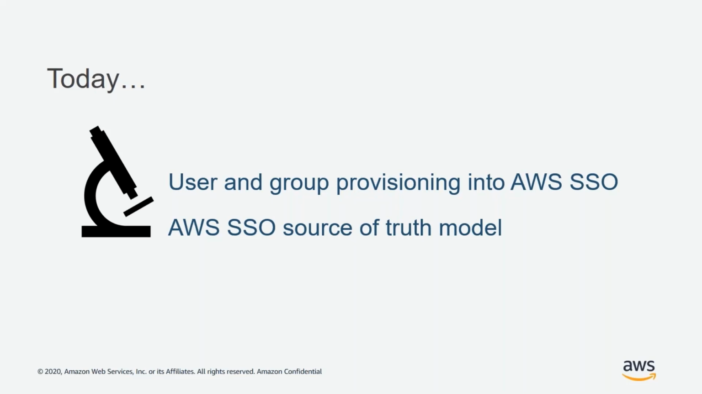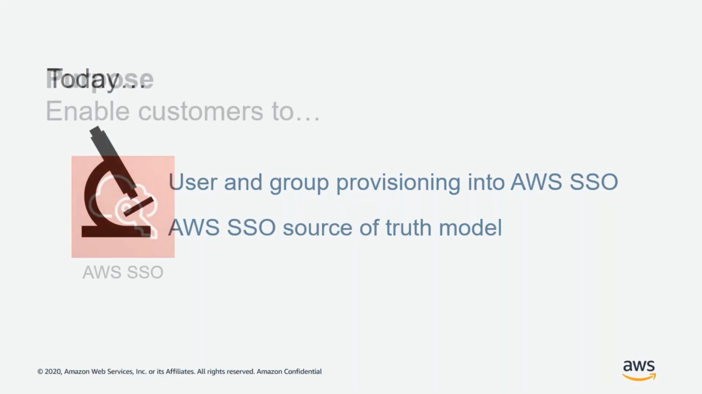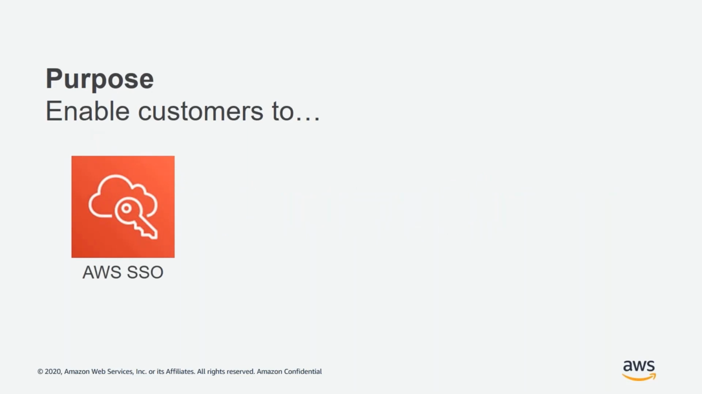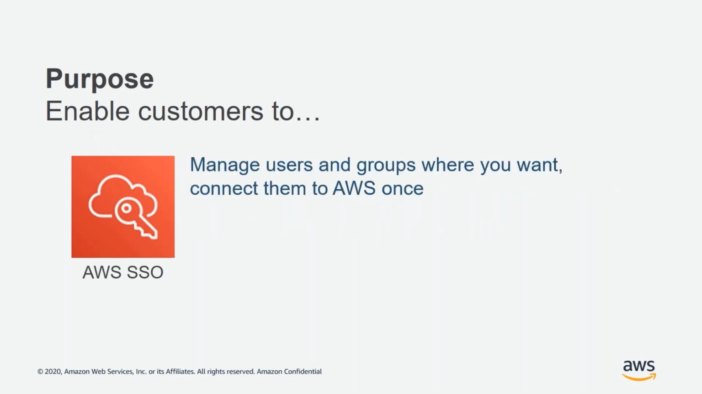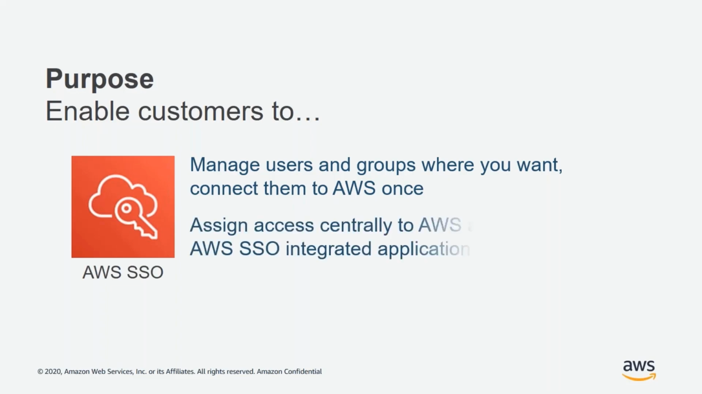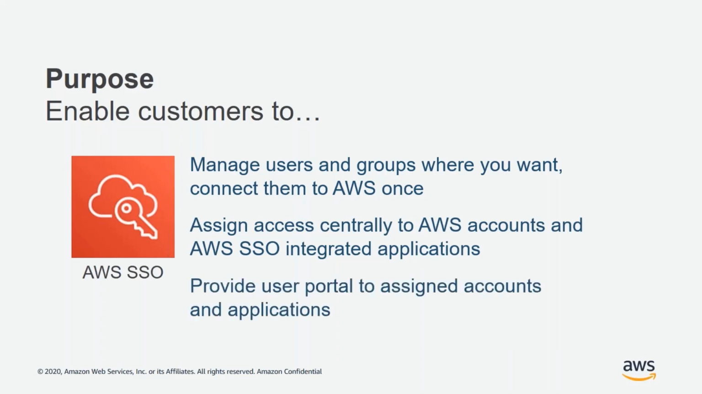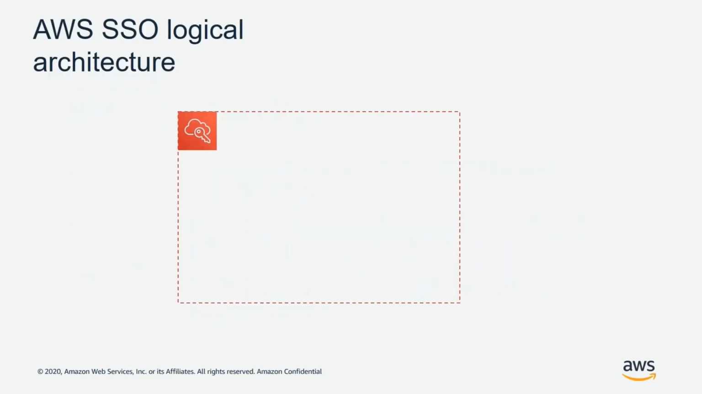To get started, let's first summarize what AWS SSO does and take a look at the logical representation of the AWS SSO architecture. The purpose of AWS SSO is to enable you to manage users and groups where you want and connect them to AWS one time. Assign your users and groups access to AWS accounts and AWS SSO integrated applications centrally, and provide a user portal where people sign in once to see and access all their assigned AWS accounts and roles and applications.